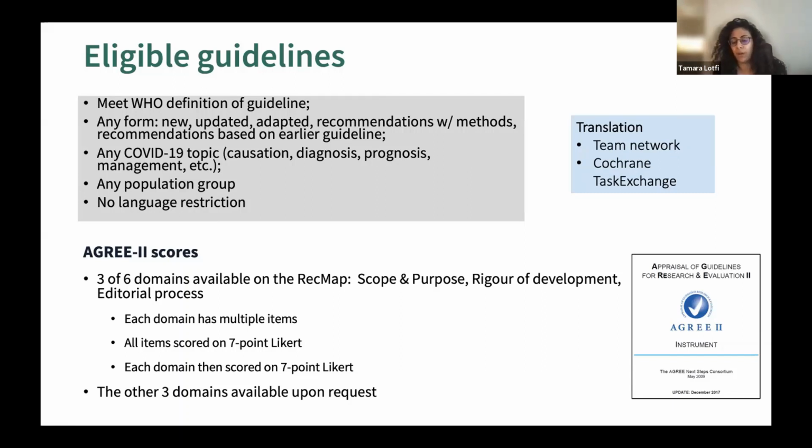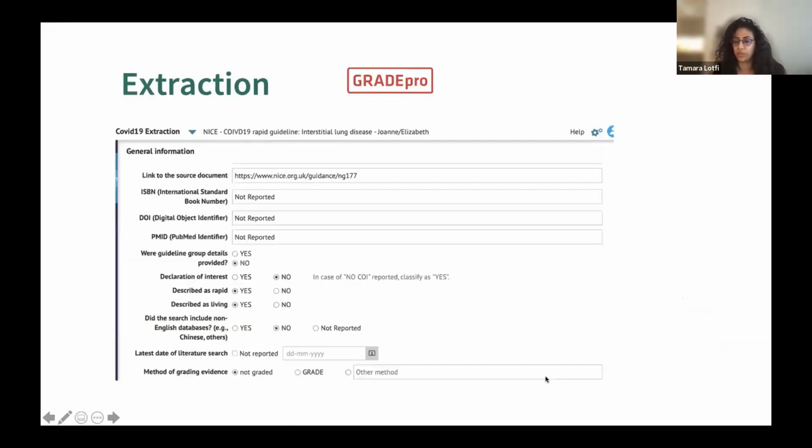were in particular of our interest because, as per previous studies that our team has done, these 3 reflect the most on credibility. And so we decided to appraise those guidelines that are eligible, present the results of domains 1 through 6 on the RecMap, and also continue to appraise the rest of the domains, but we make the results of the rest of the domains available just upon request.